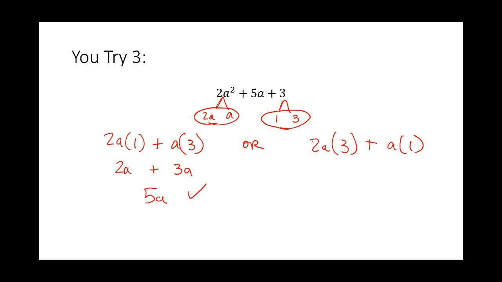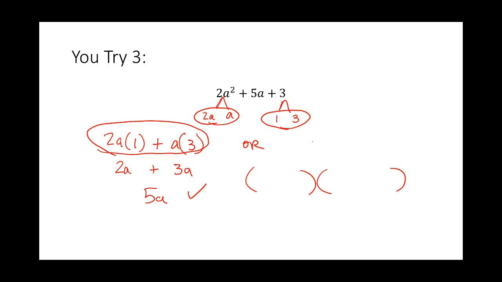If we wanted to try the other one, we would get 2a times 3 is 6a, plus a times 1 is a. 6a plus a is 7a, which is not 5a, so we wouldn't use this one, but we already knew that. Now, we know that we need to multiply these ones together. In order to do that, we need to put them in opposite parentheses. So when I set up my parentheses here, I want to make sure 2a goes in one and 1 goes in the other parenthesis. Then I want to separate the a and the 3, and that was a positive 3 and a positive 1, so I know what signs I need, and I'm done.